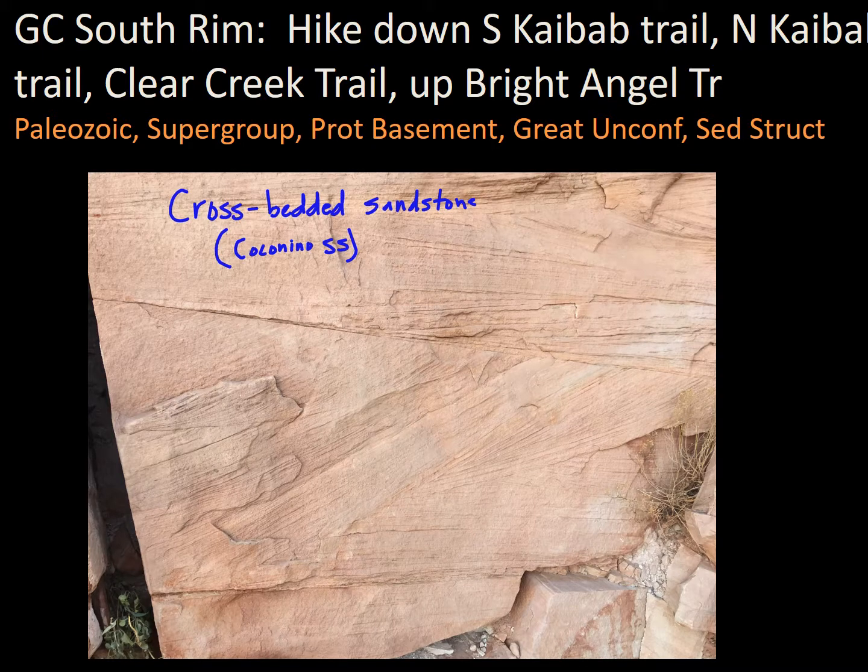Here's a great example of the Coconino sandstone, cross-bedded. The Coconino is a deposit of wind-blown sands, essentially sand dunes that became solidified. And these cross-beds, as you can see here, are then truncated by this line. The next sand dune deposit on top of it is very characteristic of wind-blown sand dune deposits.